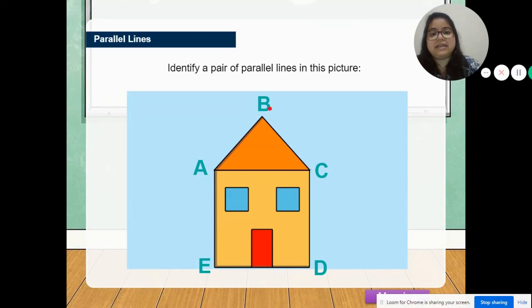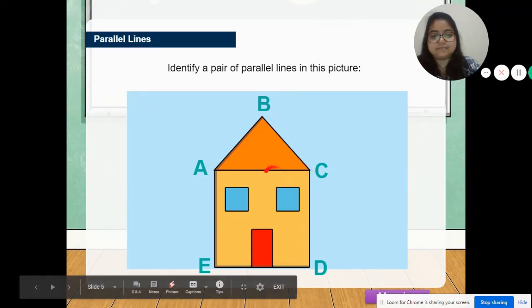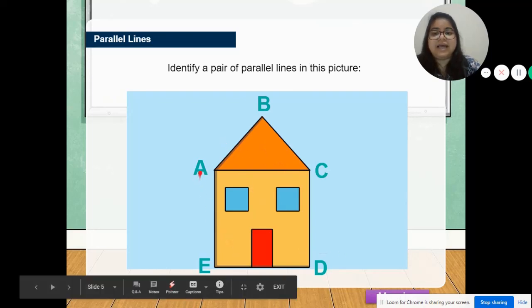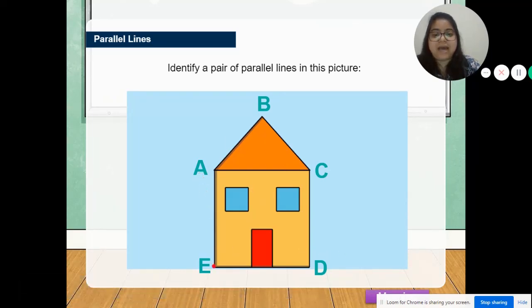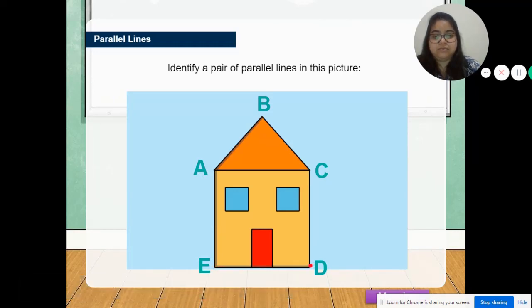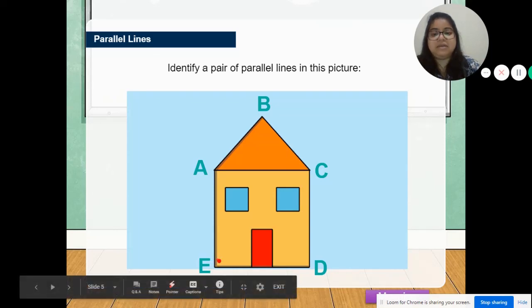Now, is this line BC parallel to any of these lines? No, because none of the lines are running alongside this line. Is line AE parallel to line ED? No, because they come and meet at this point. So this line and this line are not parallel.